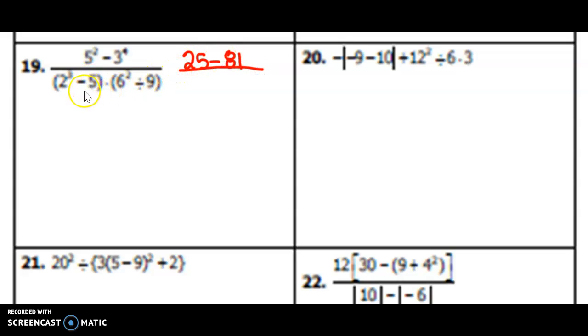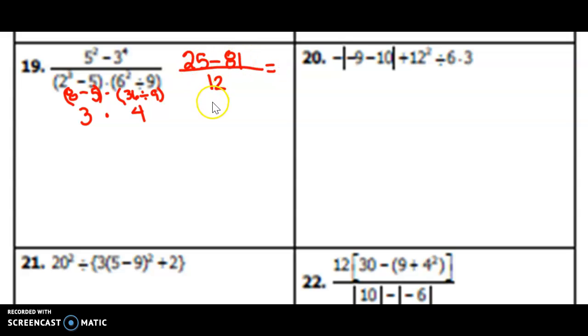In this denominator, we have this group. Well, in the group, we have 2 to the 3rd power. Well, 2 to the 3rd power is going to be 8, and we're going to have a minus 5 there. So that's in parentheses, so we know we're going to have a 3 there. Now, this is being multiplied to this group over here, which has inside of it 36, 6 squared, divided by 9. Well, that gives me 4. So now I have a 3 times 4 in the denominator, which gave me 12. And I'm still going to have to do this subtraction at the top.